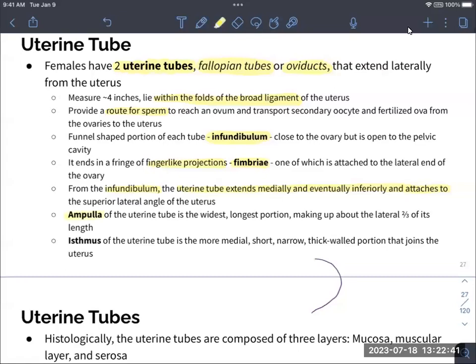We have the ampulla. This is the widest portion. And then we have the isthmus. This is a more narrow portion. And this is where it joins the uterus.